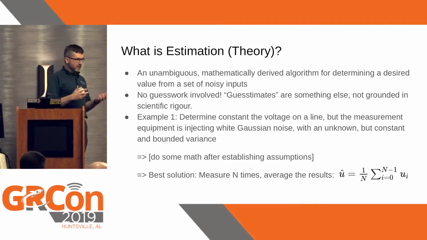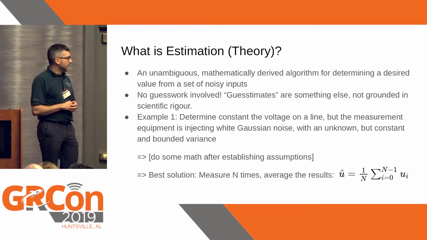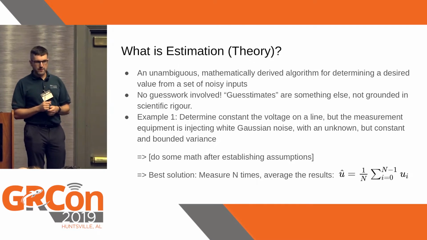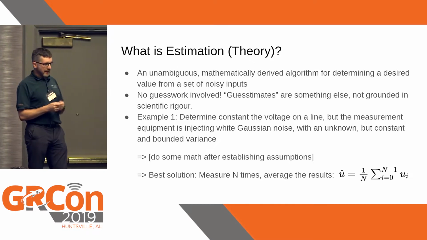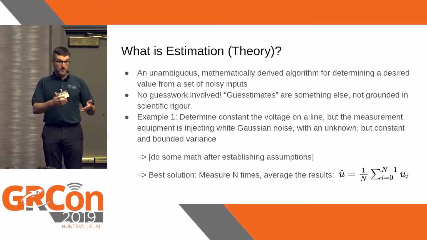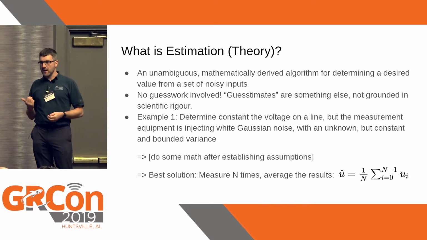Let's say we're measuring a voltage with some noisy equipment, for example. And now we have to state some assumptions. For example, we'll say my noise is white Gaussian noise, which always makes the math easiest. Every time I measure my voltage, it gives me a different value. How do I know what it's supposed to be? The answer is, well, I just measure multiple times and take the arithmetic average.